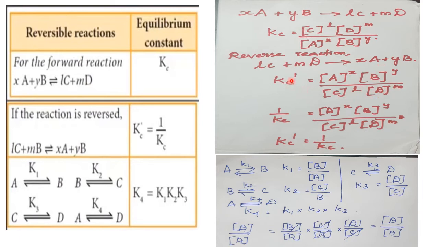Then for this Kc, can we calculate 1 by Kc? For 1 by Kc, calculate 1 divided by this whole value. So 1 by C power l into D power m divided by A power x into B power y means this A power x into B power y will go to the numerator. So A power x into B power y divided by C power l into D power m. So this is similar to Kc dash. So Kc dash is equal to 1 by Kc. This relation is used in doing problems.